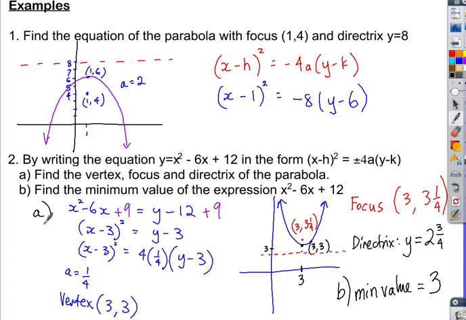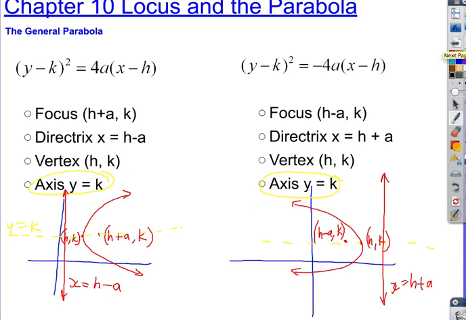Okay, go back to your summary table and we'll have a look at the next 2 graphs there. So the next 2 can be concave right or concave left, where the parabola is moved.